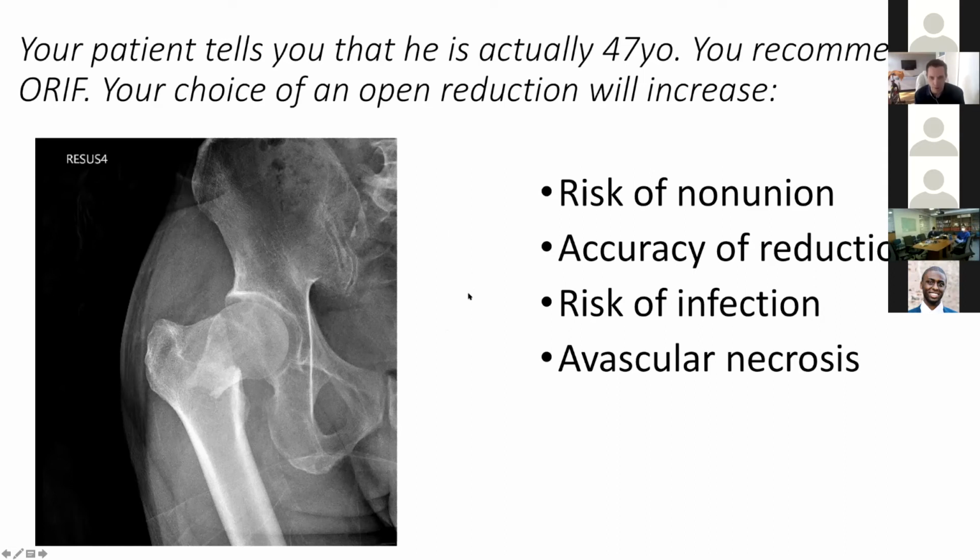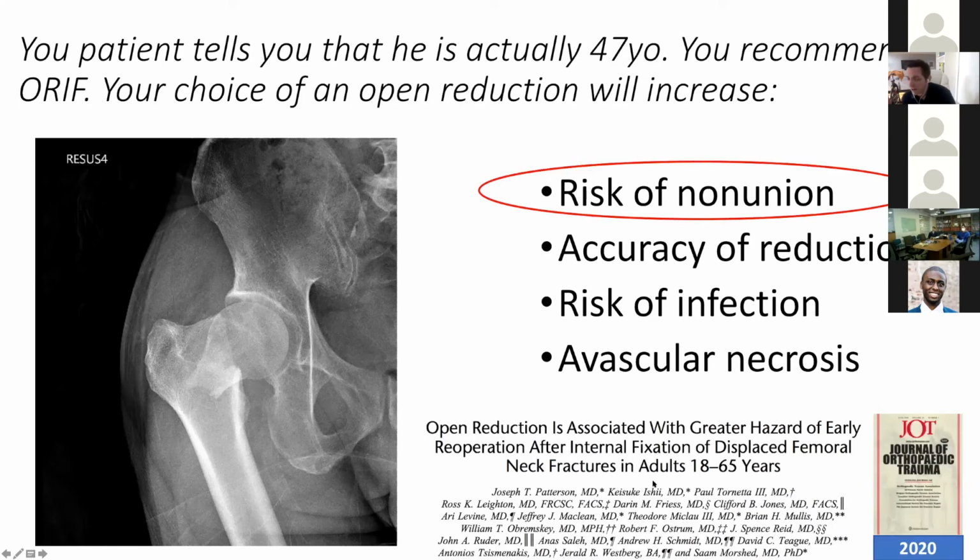All right, so most of you think it will increase the accuracy of reduction. And the answer is, it's actually going to increase your risk of non-union. So this is based on a great study that was done by no other than our Joseph Patterson and some more, and you have Miklau somewhere in there. This is a study that was published in JOT of this year. And it's a great study.